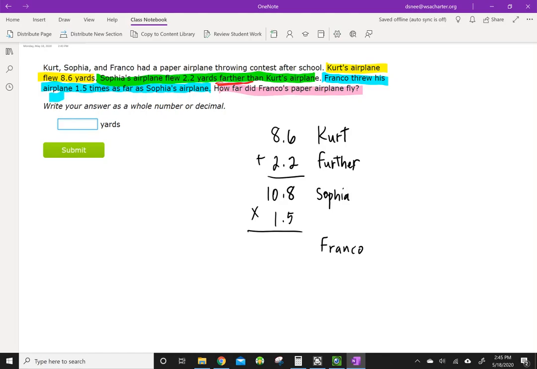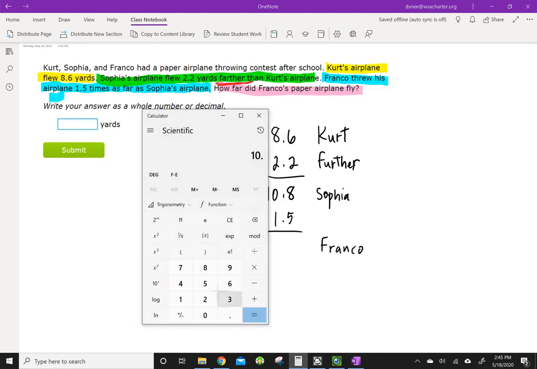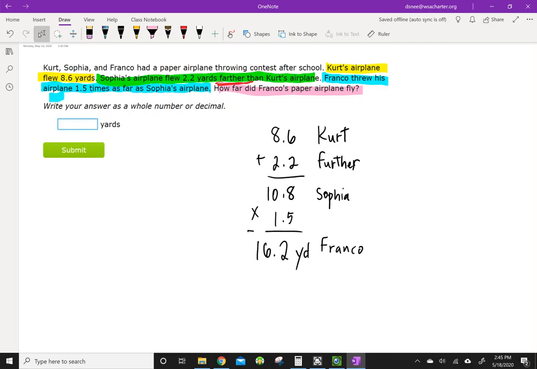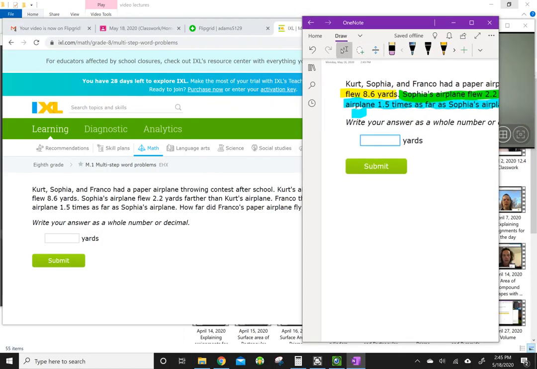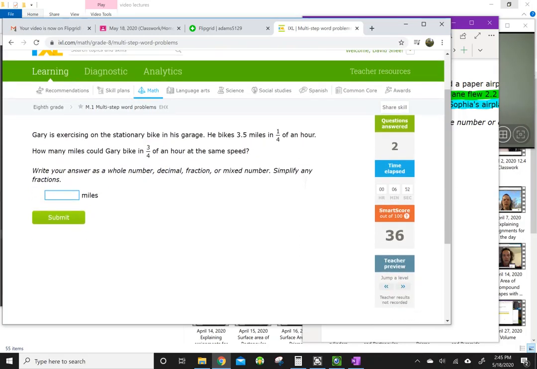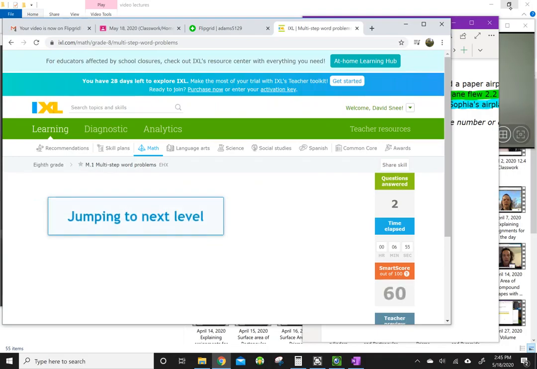So let's find that. Let's do 10.8 times 1.5, which is 16.2. So 16.2 yards. That's how far Franco's airplane flew. Write your answer as a whole number or a decimal. 16.2. All right, we're going to skip some levels here and see what we find.